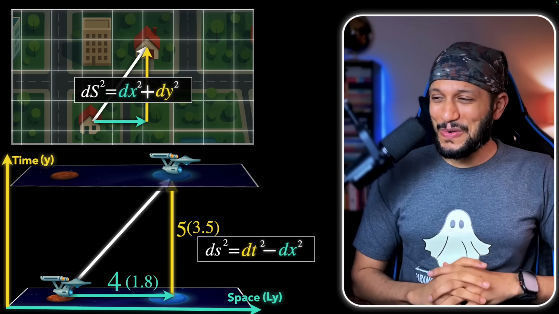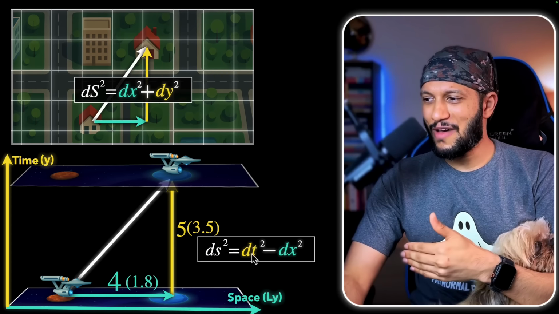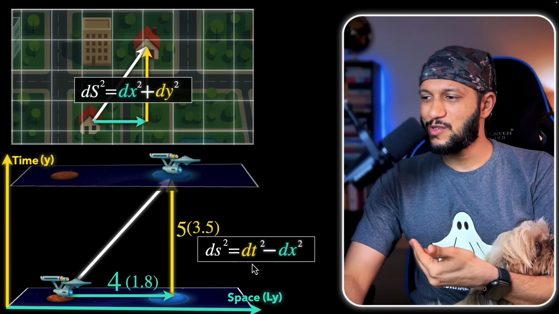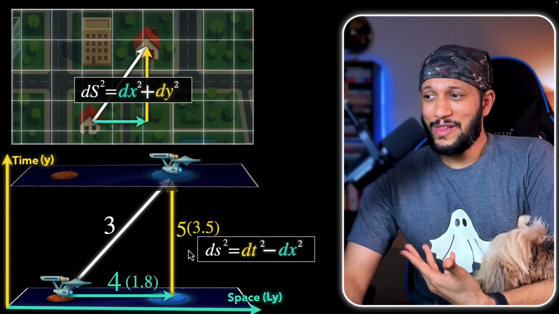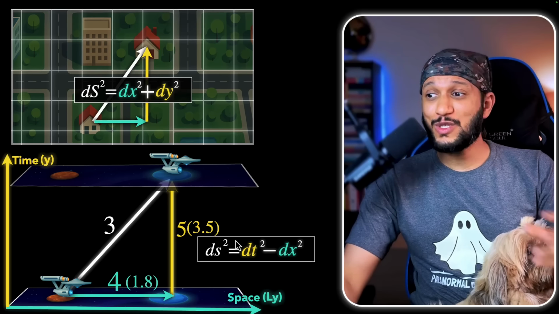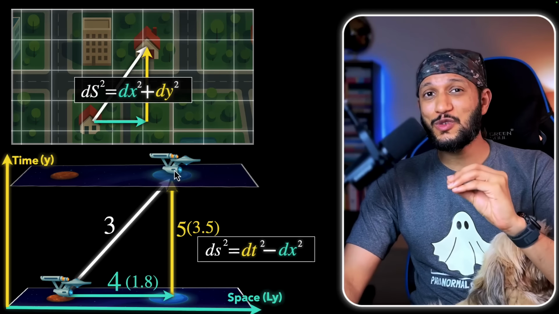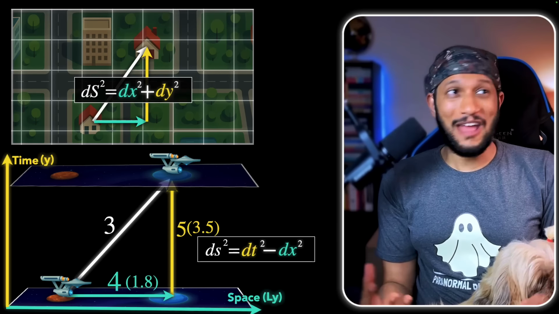That's also pretty cool. But for the sake of this video, what's important to understand is that if you now plug in the values 5 square minus 3 square, we get this to be 3. And the same value we'll get if you plug in 3.5 and 1.8. In other words, every single observer in this universe will agree that the space-time interval between these two events is 3 units. That is invariant. Everyone agrees on it.